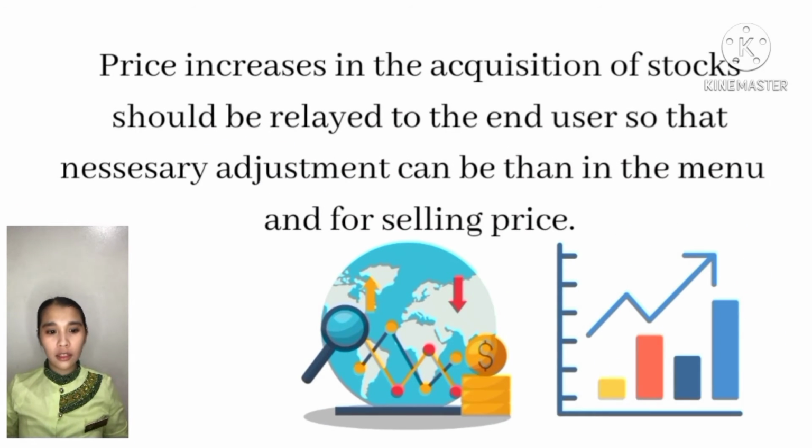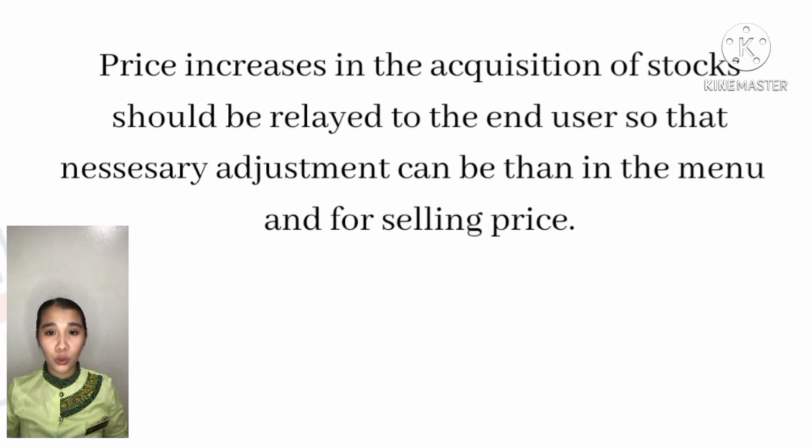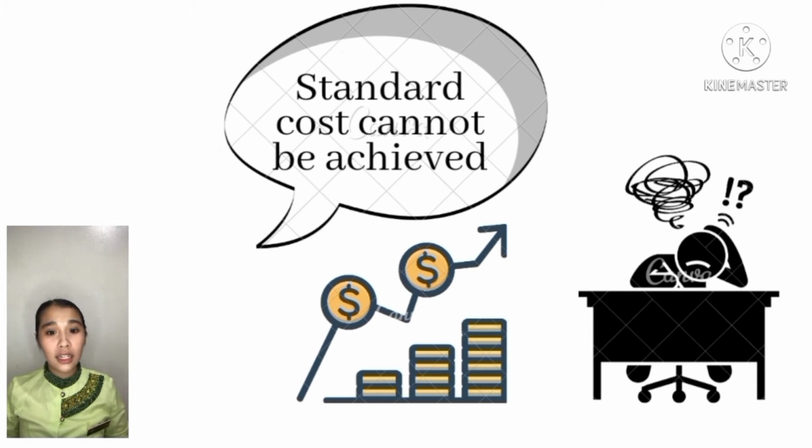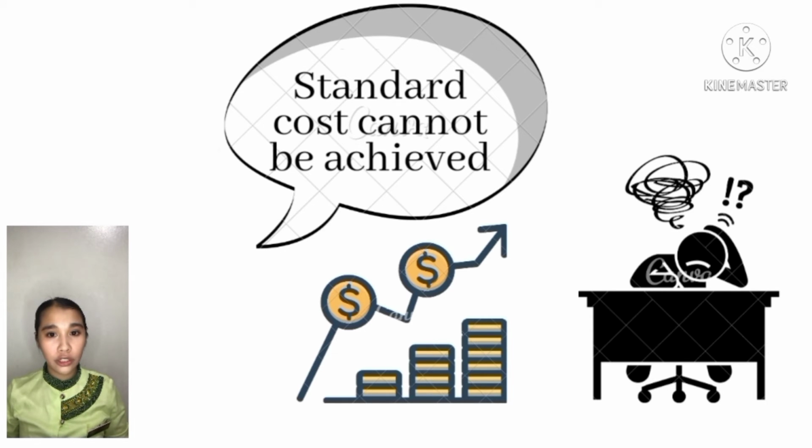Next is number 8. Price increases in acquisition of stock should be relayed to the end user so that the necessary adjustment can be done in the menu and the food selling price. If this is not done, the standard cost cannot be achieved. It means the prices will increase if we get some stock that we needed, but they need to adjust the menu and selling price. Also, if this is not done, it will cause us not to achieve the standard cost.